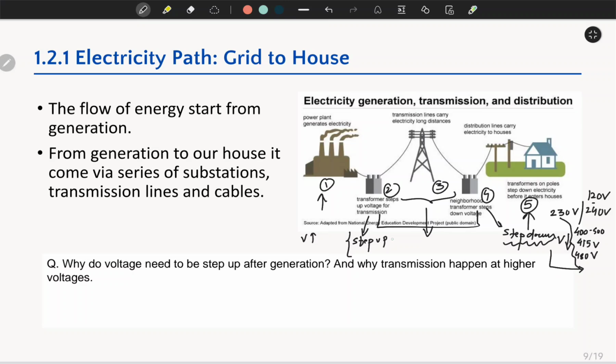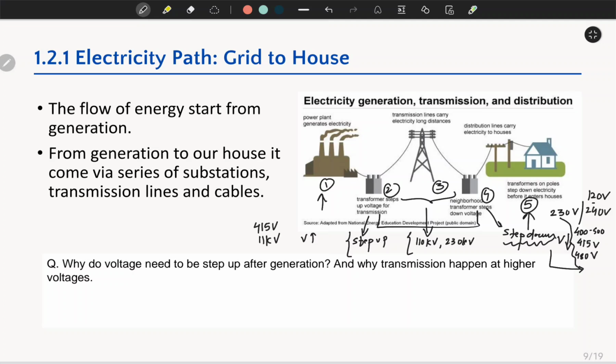Now, why do I need to step up? Because my transmission happens at higher voltages like 110 kV or 230 kV. This is not the voltage at which my generating station is generating the power. It is generating at voltages like 415 volts or 11 kV. Okay, these are the general voltages.